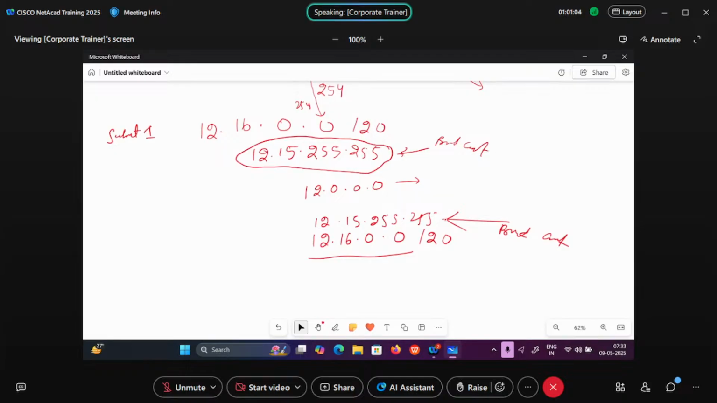When you are using classful IP, in that situation, generally, whenever we get the 255, we consider that this is the broadcast address. Otherwise, what will happen, if you start calling every 255 a broadcast address, there will be so many broadcast addresses in the same network.